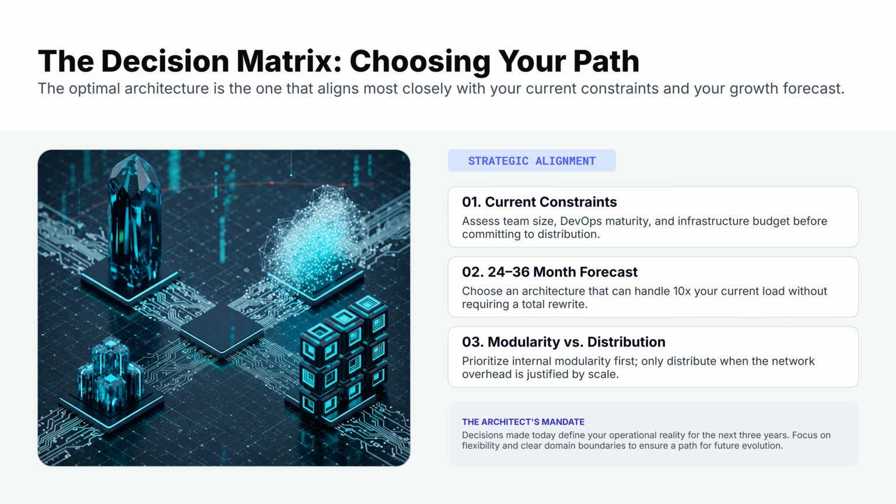The decision matrix, choosing your path. The optimal architecture is the one that aligns most closely with your current constraints and your growth forecast for the next 24-36 months. To determine the best fit for your team, let's examine a few typical scenarios and identify the appropriate architectural pattern for each.